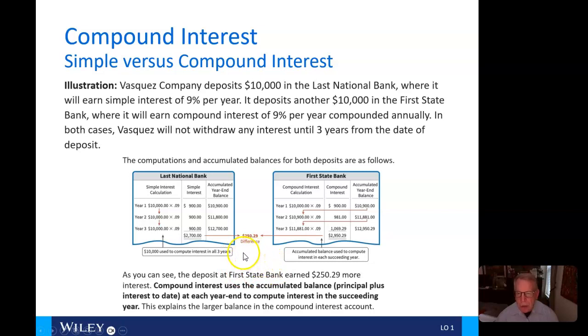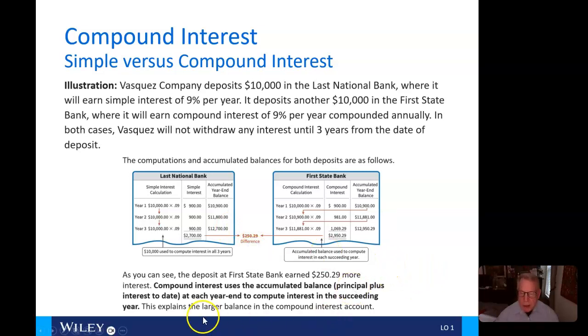We're not getting interest on the interest. But the First State Bank here, we start out with $900, and that $900 is going to earn $81 of interest in the second year, 9% of $900. And then again, it's going to earn interest on that interest in the third year. So our total is going to be $12,950 versus $12,700, a $250 difference.